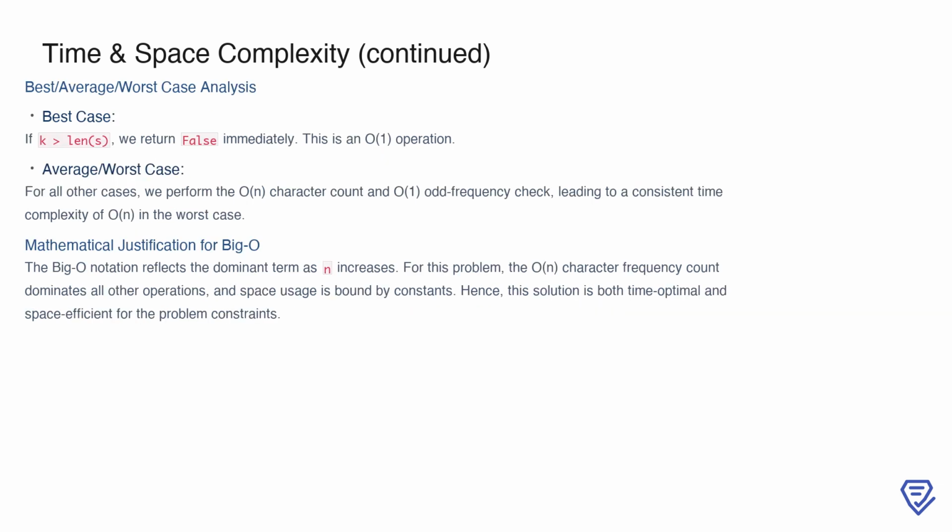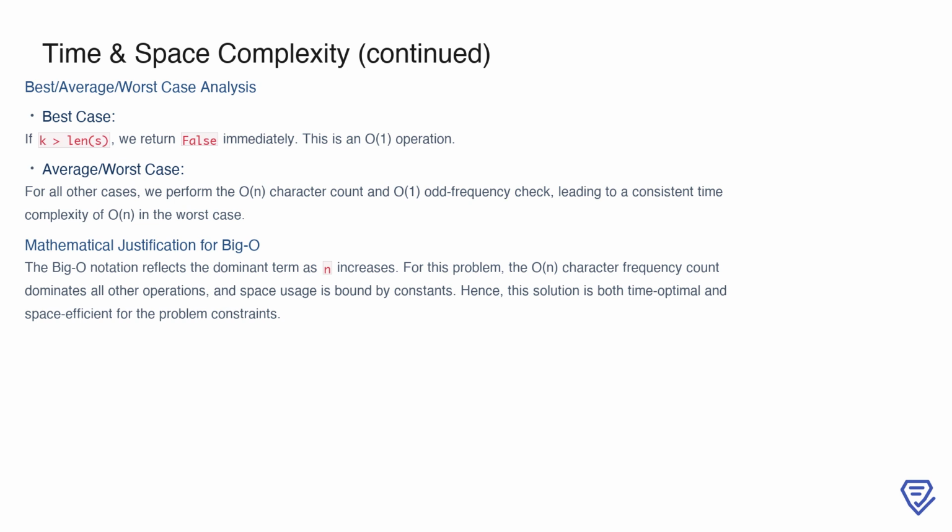Breaking down the time complexity further, we can analyze the best, average, and worst-case scenarios. In the best case, if k is greater than the length of the string s, we can immediately return false with an O(1) operation, as it is impossible to construct k palindrome strings. For the average and worst cases, the function needs to count character frequencies in O(n), and check odd frequencies in O(1), resulting in a consistent worst-case time complexity of O(n).